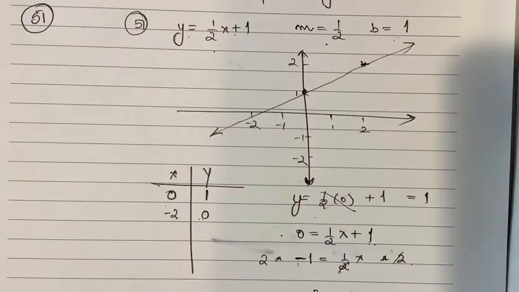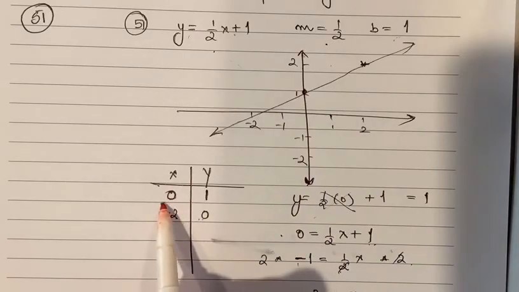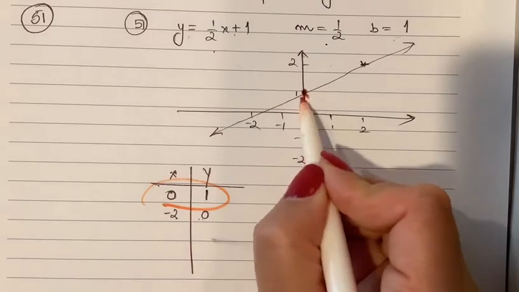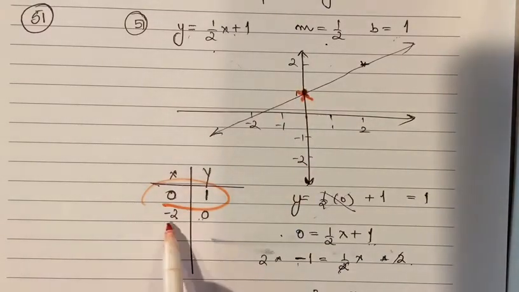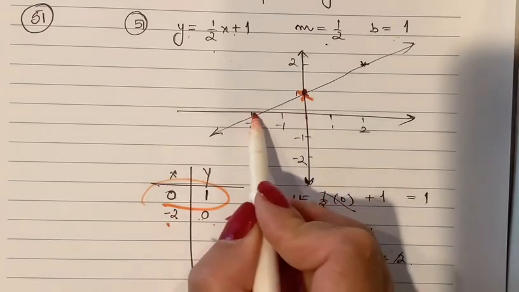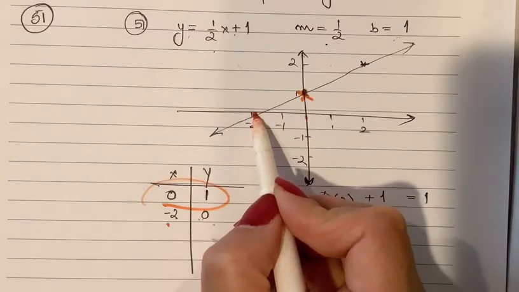I'm going to change my pen, pick up an orange color just to see and graph it on the same equation. The first point is 0, 1. This becomes my first point. The second point is -2, 0. 1, 2, -2 over here. And 0. This is the point.